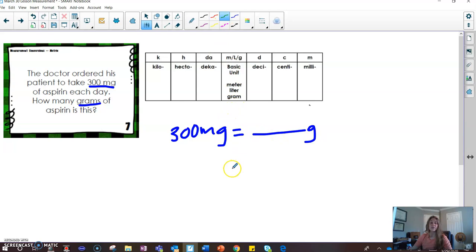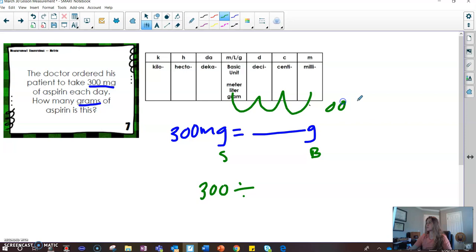First thing we need to do is figure out, are we going big to small or small to big? Milli to grams, that's small to big. Divide that pig. We're going to take 300 and we're going to divide it. What are we going to divide by? Let's count our hops. 1, 2, 3. 3 hops is 3 zeros. We're going to divide it by 1,000.